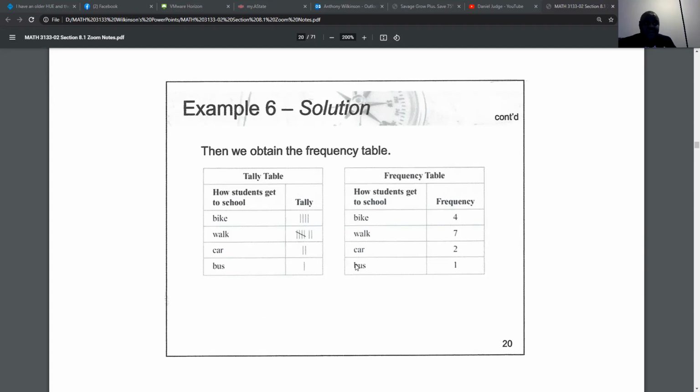And then on the right side is the frequency table. Here they write down the number of people who get to school by bike, which in this case is 4, by walking, which is 7. As you can see here, this represents 5, 6, 7. By car would be 2, and by bus would be 1. So the right side represents the frequency table.